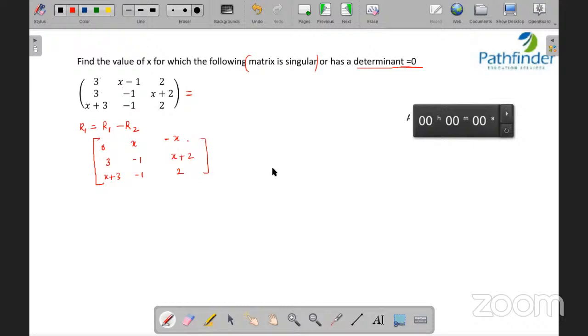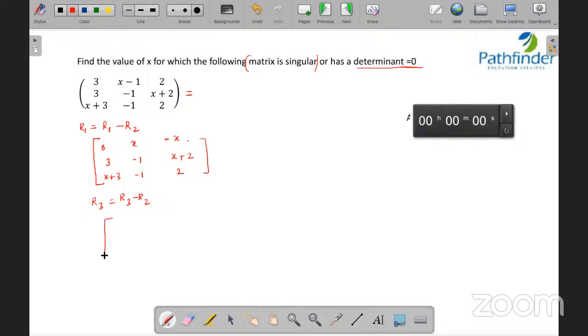Now, what kind of operations can we do now? Is there any other operation that we can think of for now? Yes, we can do R3 minus R2. We can replace R3 by R3 minus R2. Yeah, so let us do exactly that. So R3 is equal to R3 minus R2.